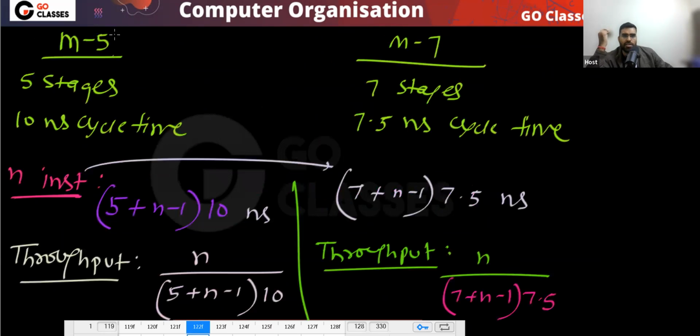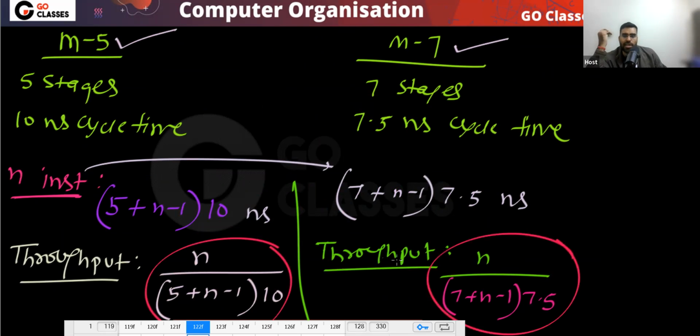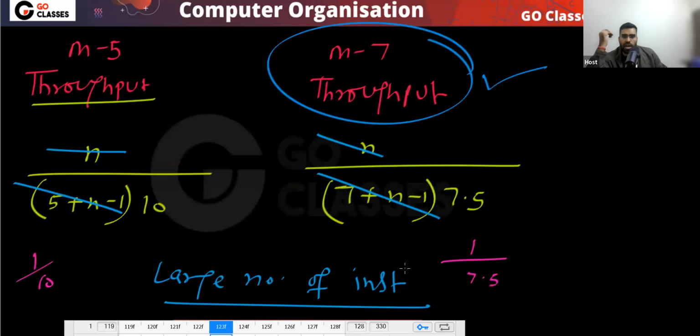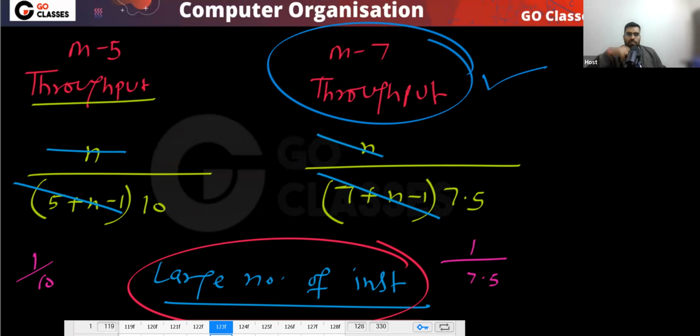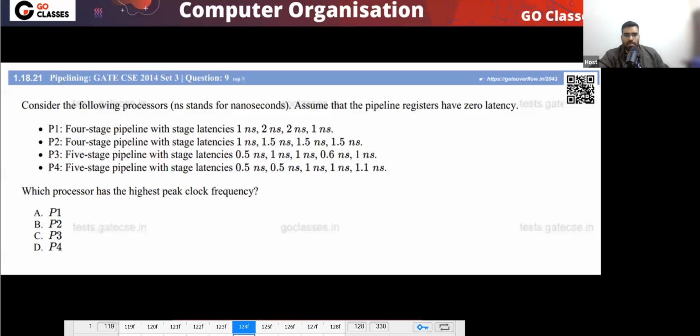So you can calculate the throughput of M5 and the throughput of M7. This is the throughput of M5, and this is the throughput of M7. You can calculate them, and then you can see which is better for a large number of instructions. So definitely M7 is better for a large number of instructions. So very simple, this is your question.